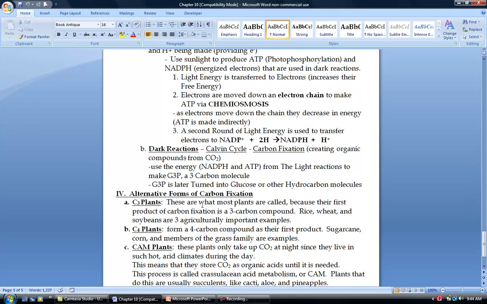The last little part that we're going to talk about here is alternative forms of carbon fixation. So, other ways that plants can do carbon fixation. Carbon fixation is talking about the dark reactions. Most plants are going to be what's called C3 plants, and what that means is they make that G3P before they make the glucose. So that's a very common way for plants to do it. Rice, wheat, and soybeans are important examples of that agriculturally.